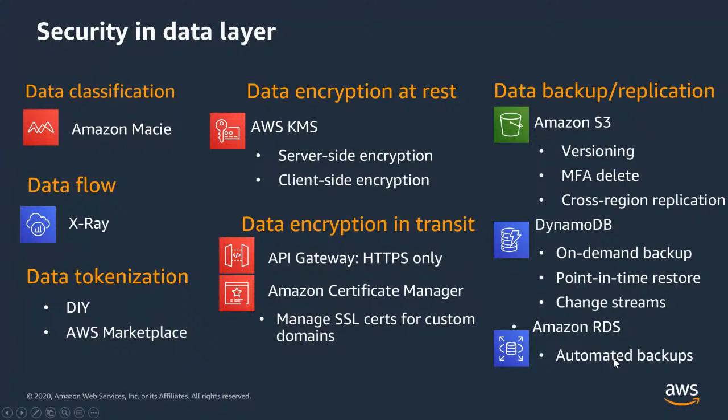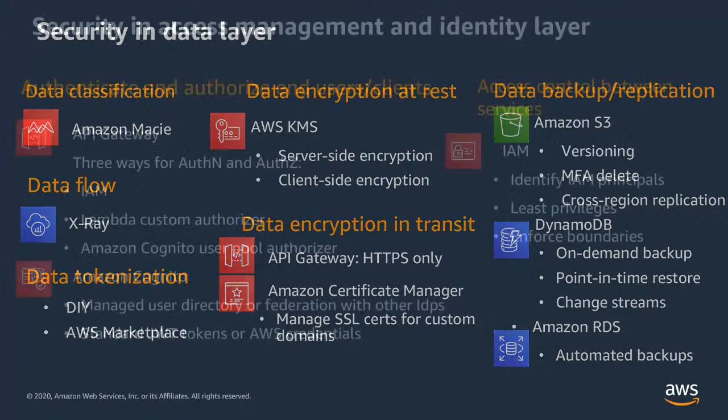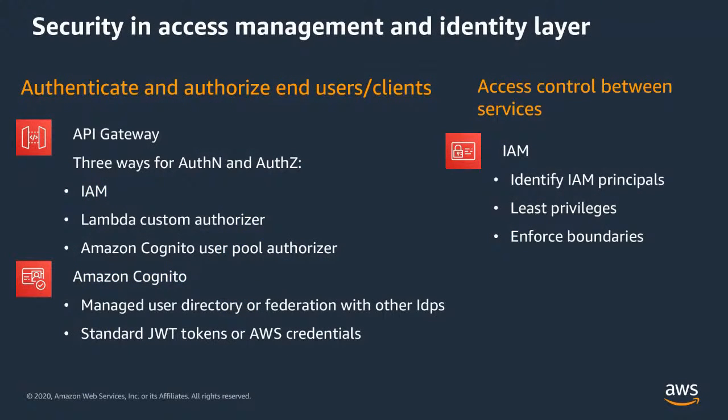RDS, again, with data backup and replication, you have automated backups available as an option. You can just enable that on RDS directly. Beyond that, you're also looking at security in the access management and identity layer. API Gateway, for example, has authentication as an option available. You could use IAM directly, AWS Identity and Access Management service. Then you can use something known as a Lambda custom authorizer. So you write Lambda code that would then authenticate and authorize for API Gateway.